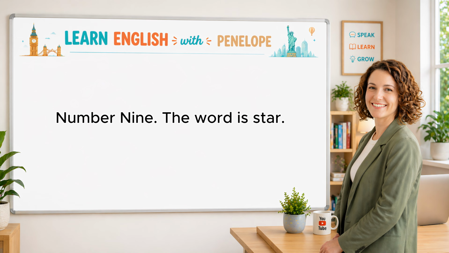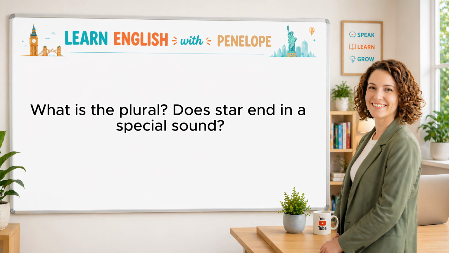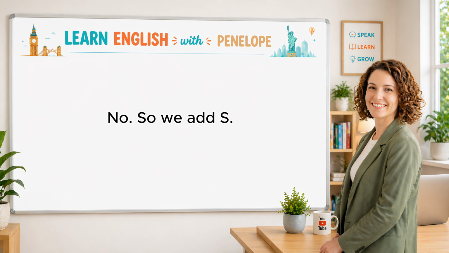Outstanding. Number 9, the word is star. What is the plural? Does star end in a special sound? No. So we add s. The answer is stars. 1 star, 1,000,000 stars.